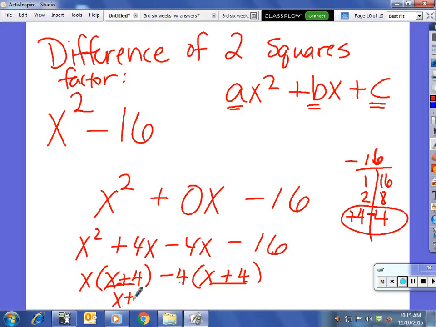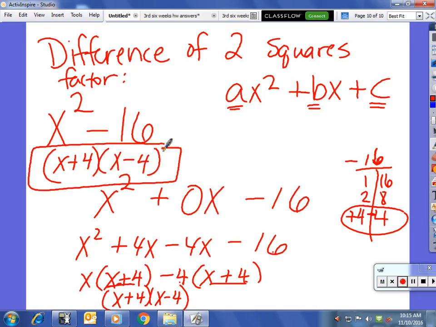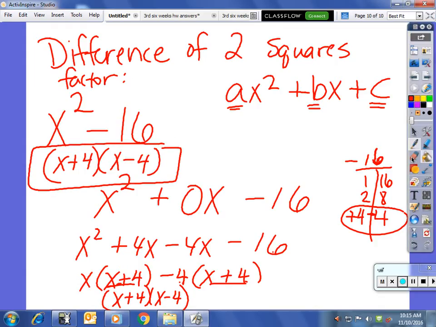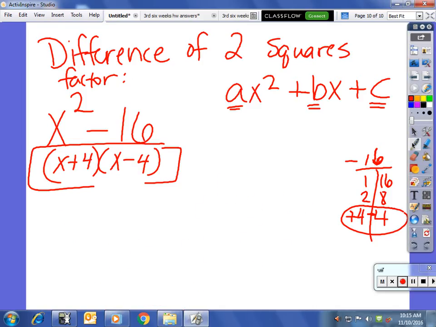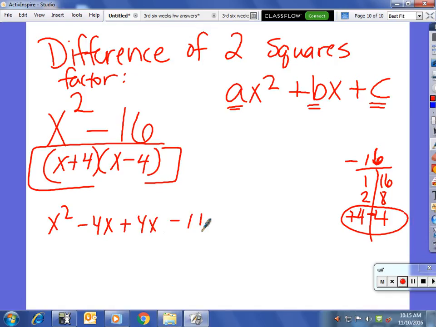Now I take out the whole x plus 4 factor, and what am I left with? X minus 4. So this factors into x plus 4, x minus 4. That's my winning combination of factors. And what happened to the middle term in that problem? It cancels out. If I multiplied those factors back, I certainly would get exactly what I started with. I would get x squared minus 4x plus 4x, and then I'd get a negative 16 on the end, and sure enough, those two in the middle cancel out.